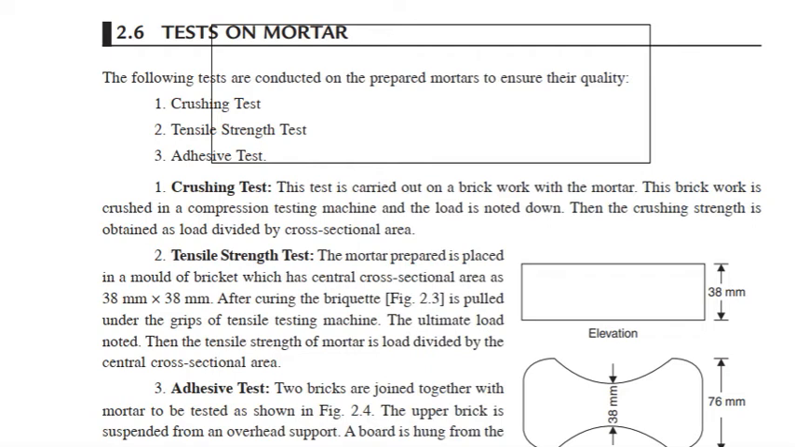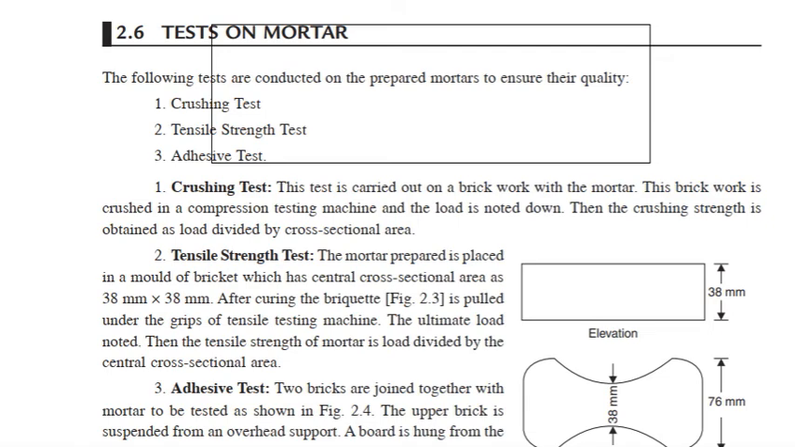2. Tensile strength test. The mortar prepared is placed in a mold of briquette which has a central cross-sectional area of 38 mm x 38 mm. After curing, the briquette, Fig 2.3, is pulled under the grips of a tensile testing machine. The ultimate load is noted. Then the tensile strength of mortar is the load divided by the central cross-sectional area.